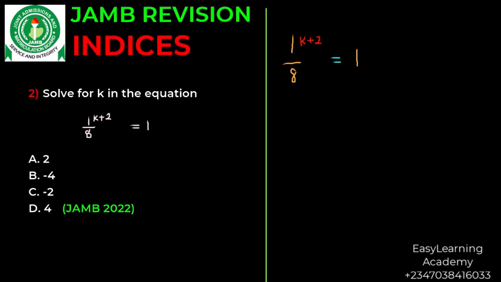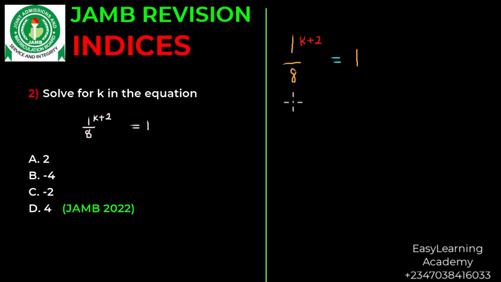So I want to believe that you've been able to solve it and you have your answer ready. So let's do it together. Okay, so this is indices, and we're going to apply the law of indices. The first thing we're going to do is to have the base on the left hand side be the same as the base on the right hand side. And for us to have that, this 1 over 8, you know, the law of indices.